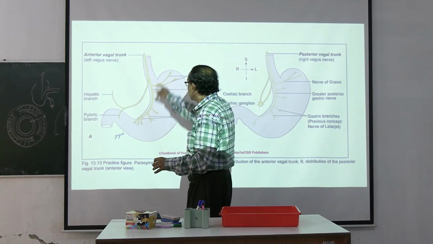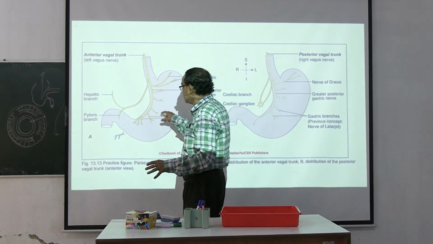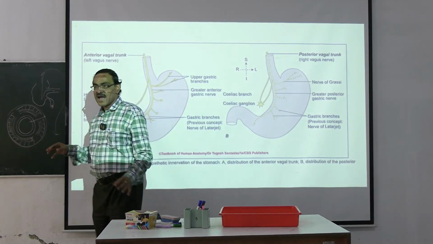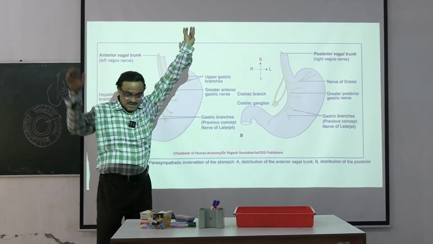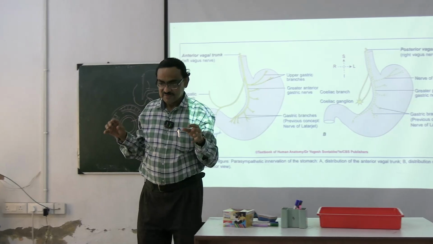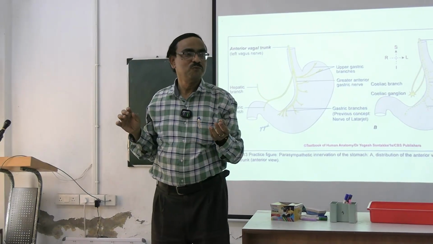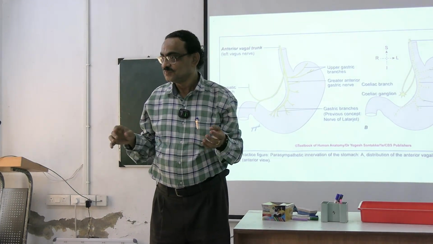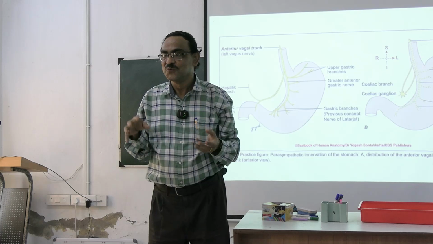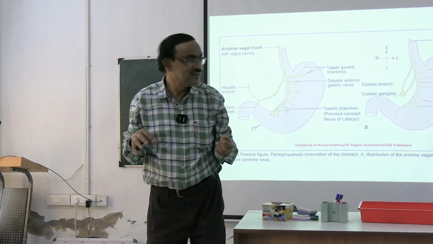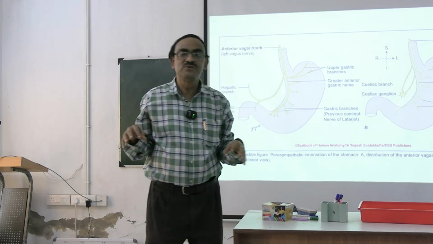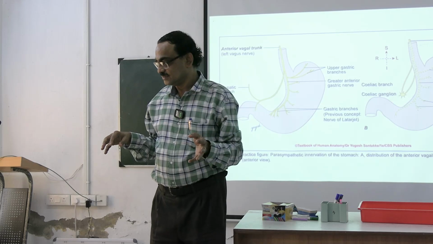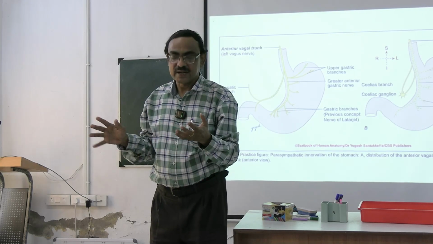So this vagal trunk, we can see they divide, and they look like the legs of a crow. Legs of a crow, right? These nerves are called the nerves of Latarjet.